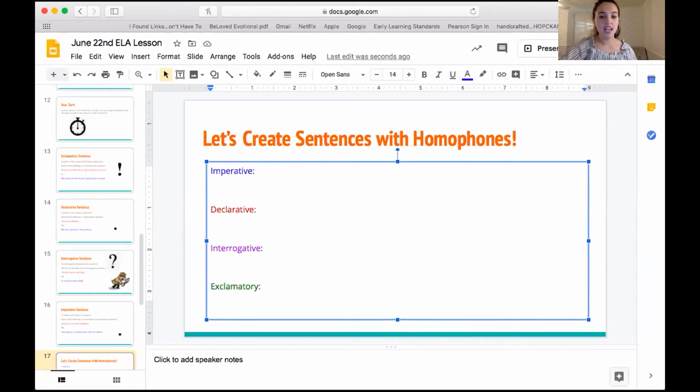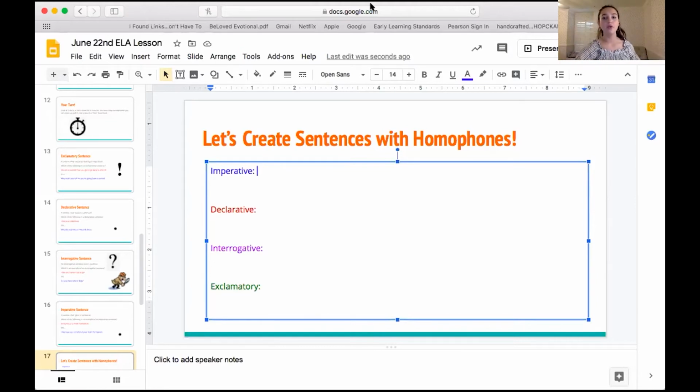But let's think of a good homophone pair we would like to use for this sentence here. I think a great one for this sentence would be, maybe we could do, "Hi and high." All right.